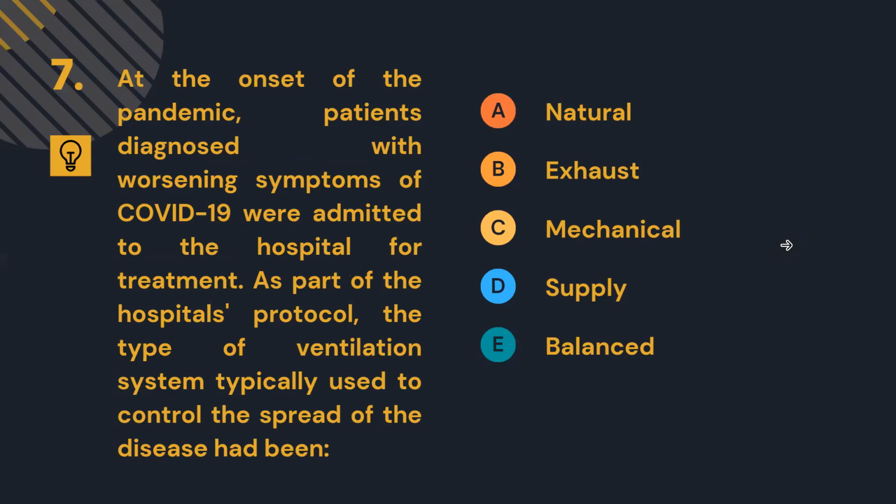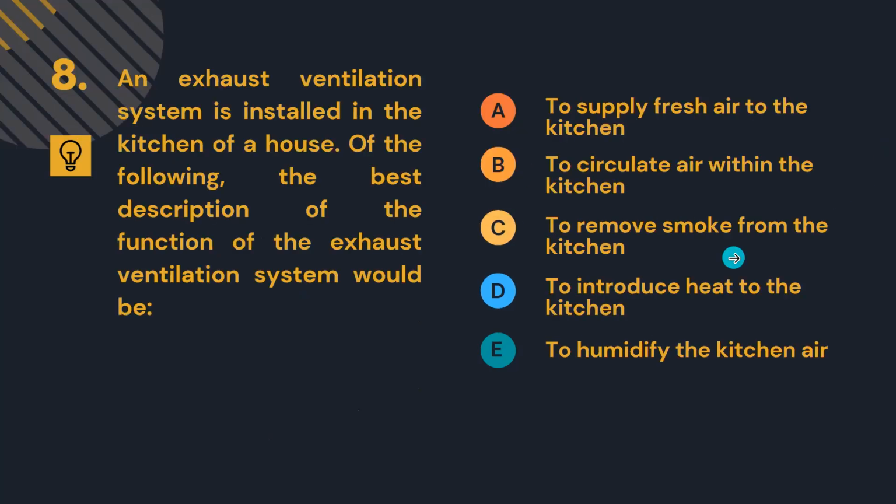At the onset of the pandemic, patients diagnosed with worsening symptoms of COVID-19 were admitted to the hospital for treatment. As part of the hospital's protocol, the type of ventilation system typically used to control the spread of the disease had been: A, natural; B, exhaust; C, mechanical; D, supply; and E, balanced. E. Exhaust. No, the answer is C, mechanical.